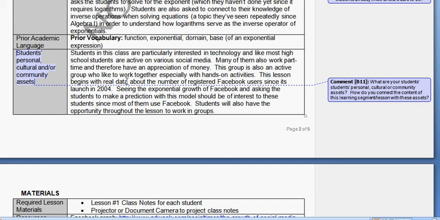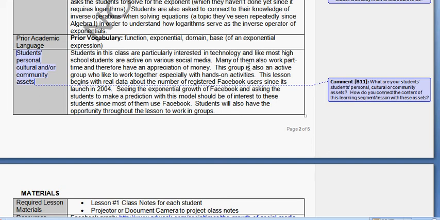Or are they interested in a certain video game? I mean, any of these sorts of personal connections you can make with the students. Or if it's more of a community asset, like maybe football is a big thing and every Friday everyone goes to the football games, and you want to connect it somehow to that. But you want to think about what are the things that the students are really interested in.